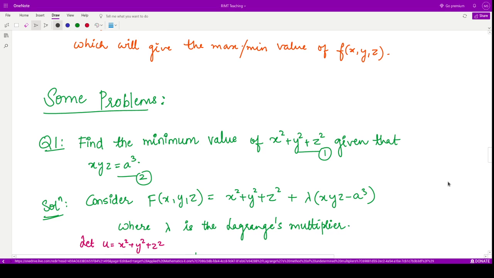So let us see one problem relating to this concept. Suppose in the question they are asking for the minimum value of this surface. Your function small f of x, y, z is given to be x square plus y square plus z square, and given that x, y, z are related by this expression. So this is the relationship between x, y and z. This is our constraint, and that is phi.